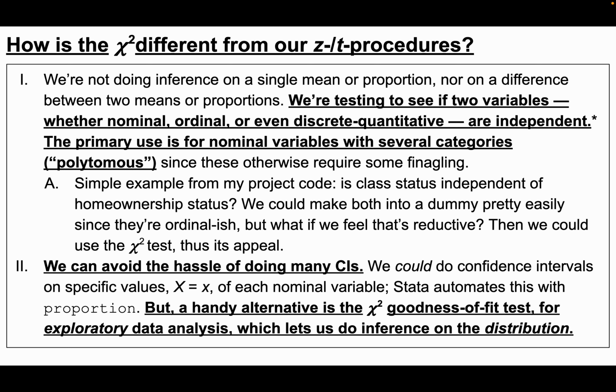It also avoids the hassle of doing many confidence intervals. So we could do confidence intervals on specific values of each nominal variable, and Stata automates that with the command proportion. But there's a handy alternative, which is the chi-square goodness of fit test for exploratory data analysis, which lets us do inference on the distribution of a particular variable. So that's quite helpful as well.